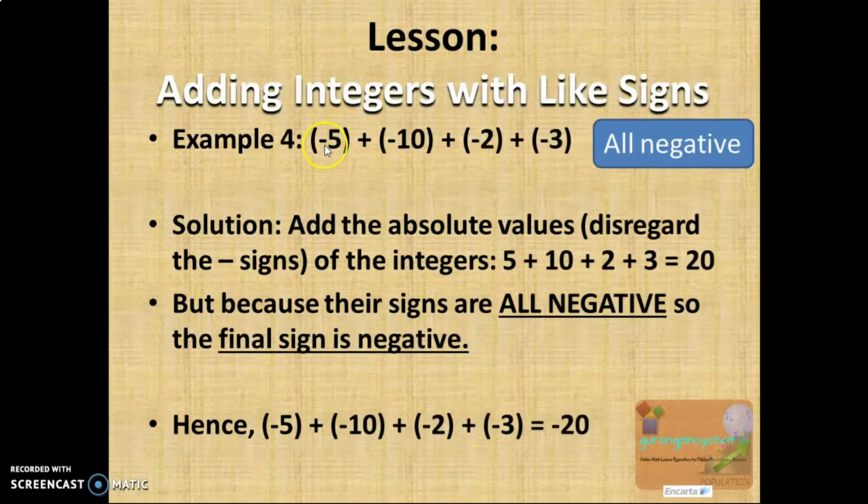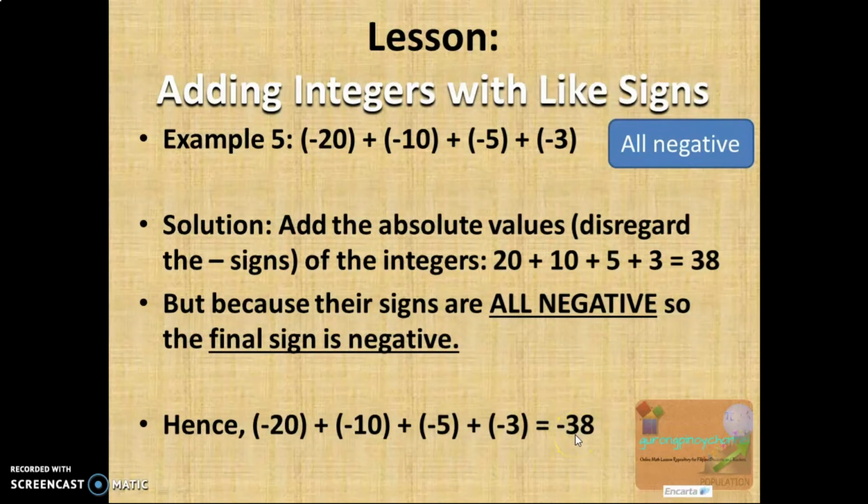Okay, let's have the fourth example. Again, they are all negative. Negative 5 plus negative 10 plus negative 2 plus negative 3. Again, the solution is you simply add the absolute values. So, alisin mo lang yung negative signs ng mga integers. So, we have 5 plus 10 plus 2 plus 3. The answer is 20. But again, they are all negative, so the final sign is also negative. So, our final answer is negative 20.